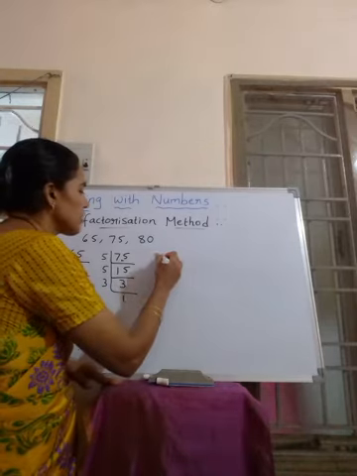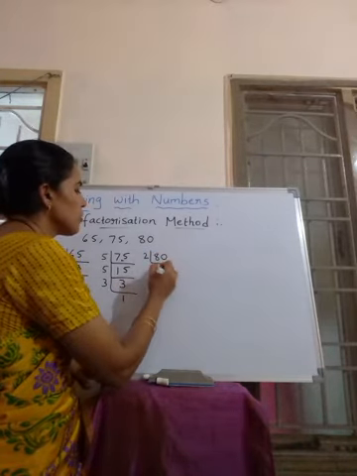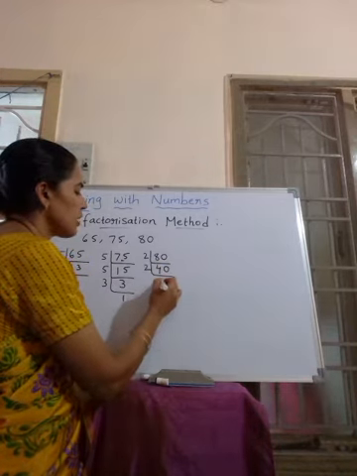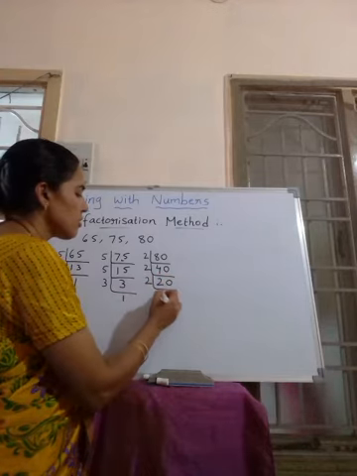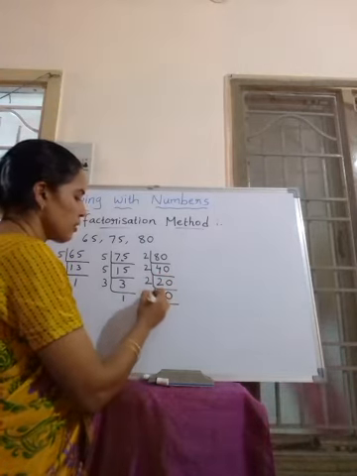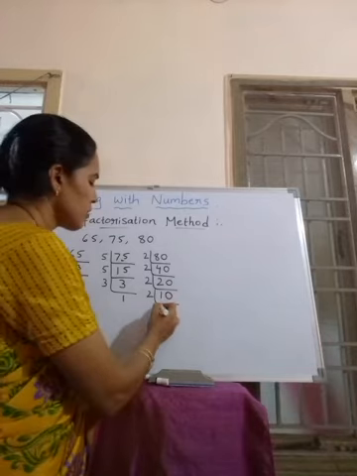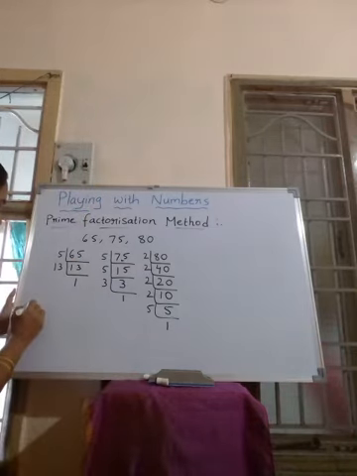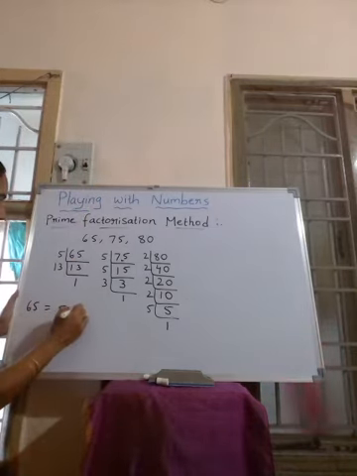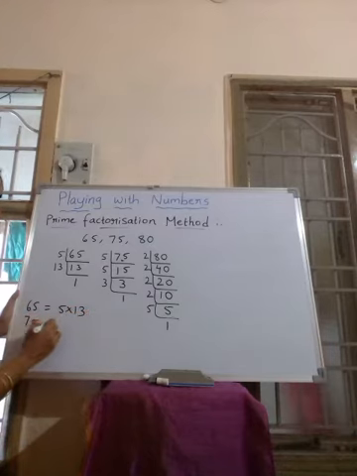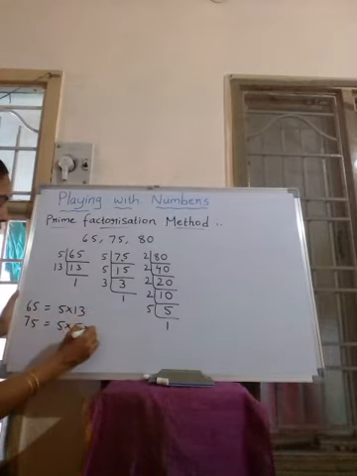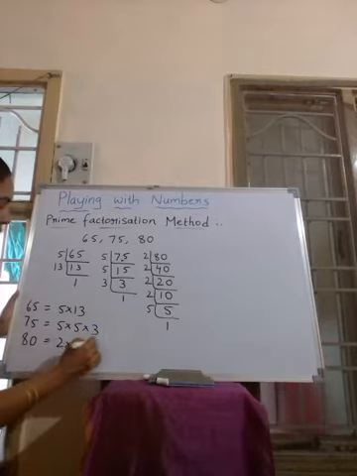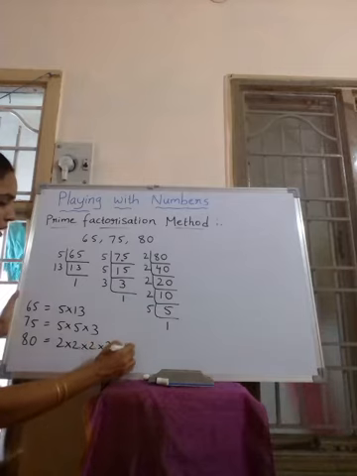And let's see the prime factors for 80. 2 divides 80, giving 40. 2 divides 40, giving 20. Again 2 divides, giving 10. 2 divides, giving 5. Prime number 5 divides 1 time. Therefore the prime factors of 65 are 5 and 13, for 75 it is 5 into 5 into 3, and for 80 it is 2 four times, that is 2 into 2 into 2 into 2, and then 5.